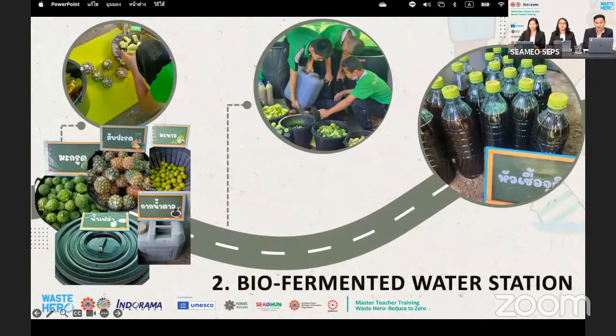And we are at the second station, the biofermented water station. Most of the students' families in this school are farmers. They run pineapple farms, lime farms, or other food farms. So the students can learn how to make biofermented water with all that food from their family, with water and with molasses. They can use the biofermented water in the organic farm station or in the green corn station.